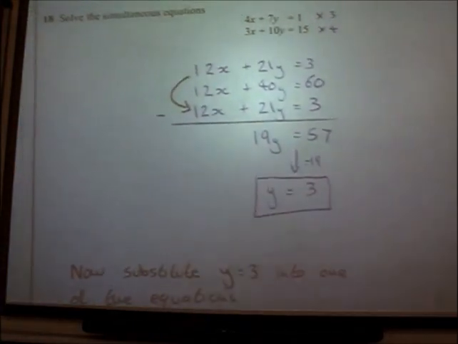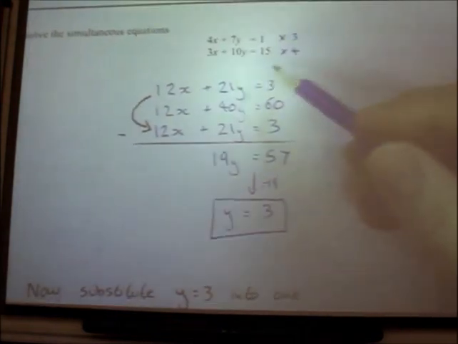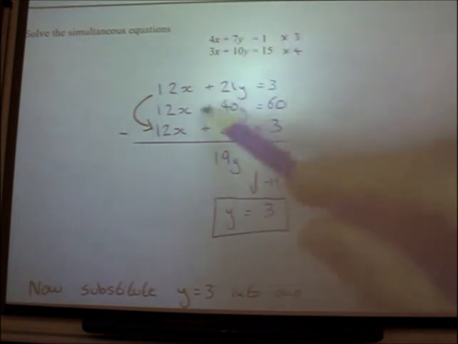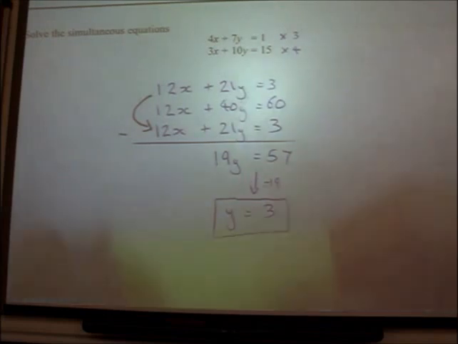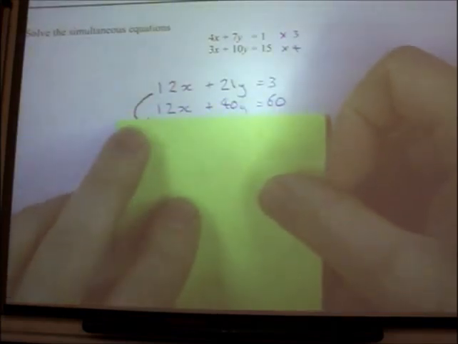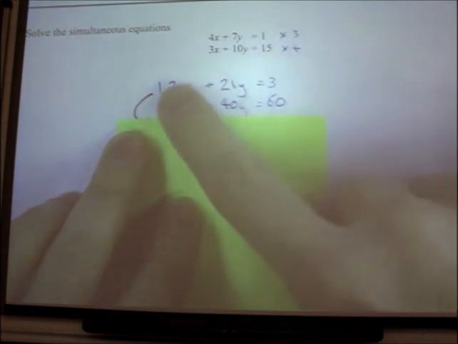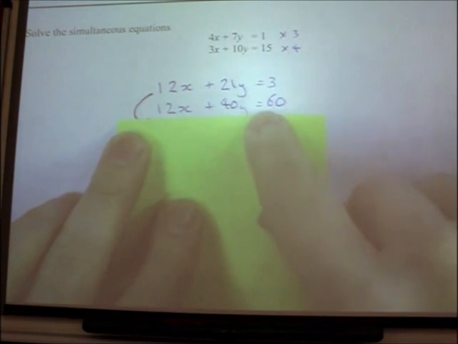Question 18. Solve the simultaneous equations. It's a bit of a fiddly one, this one, but there we go. I want to get my x's the same, so I've timesed the top by 3 and the bottom by 4 to make 12x the same. Let me cover something up a moment. Right, here it is. Ignore that arrow for a second, and that's what you end up with, because you times the top row by 3, so 12x, add 21y equals 3, and the bottom row by 4, 12x, add 40y is 60.